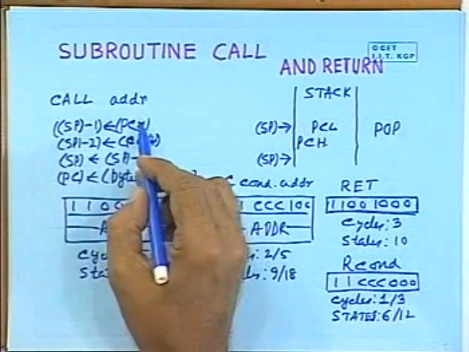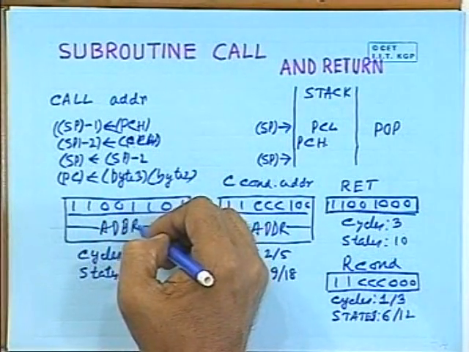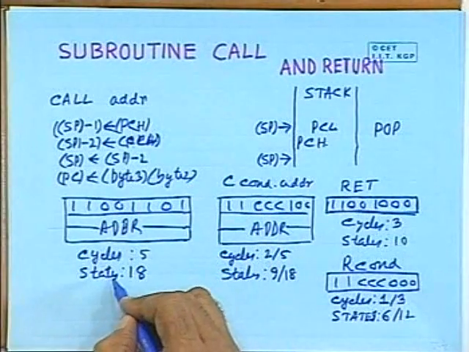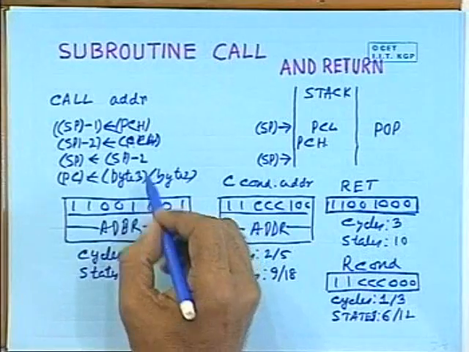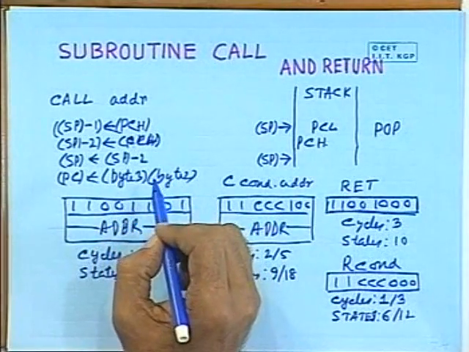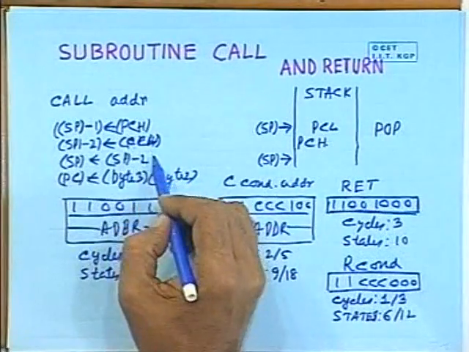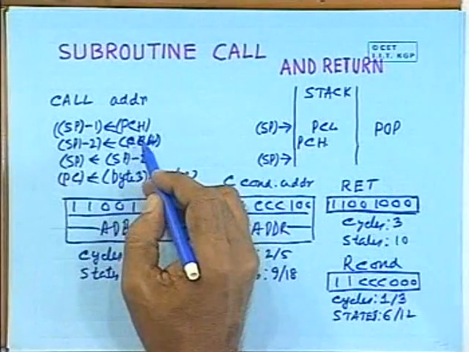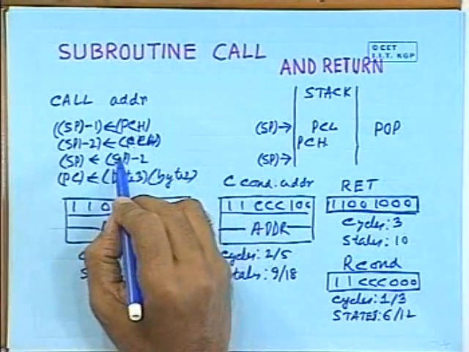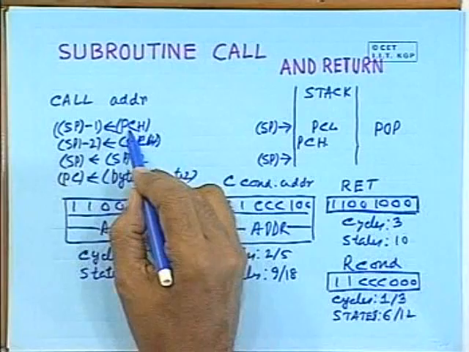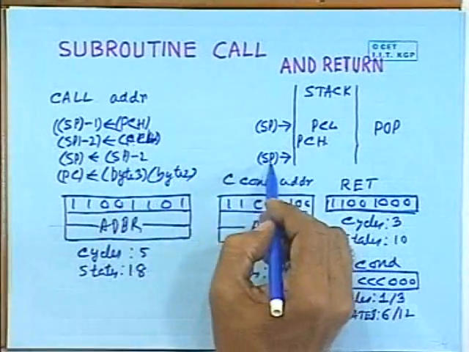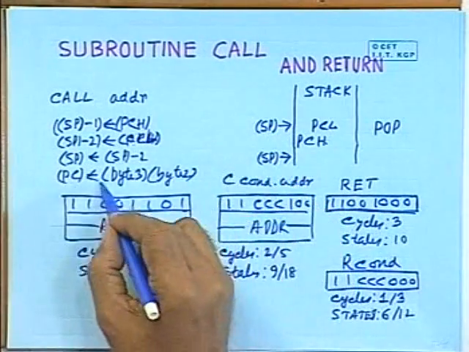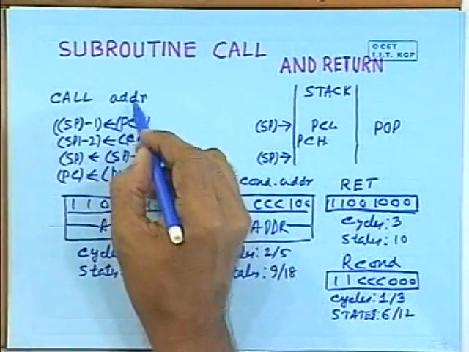For example, this is a subroutine call instruction, and as you can see here, when a subroutine is called, you are pushing the next address onto the stack. That means PCH and PCL are stored in the stack, then the stack pointer is decremented by 2 and the program counter is initialized with this value.